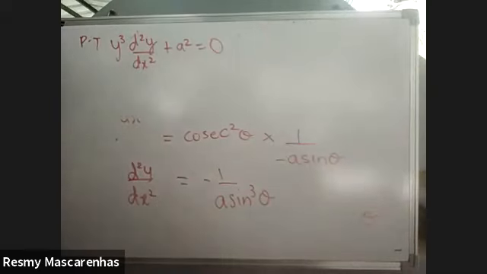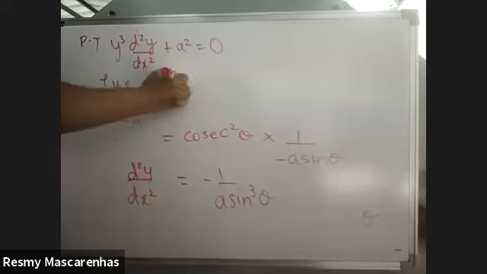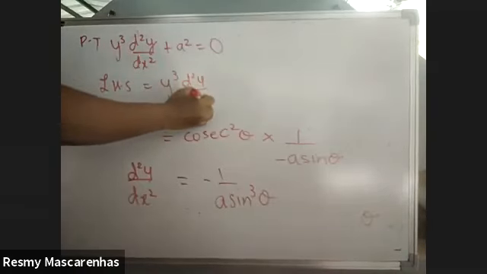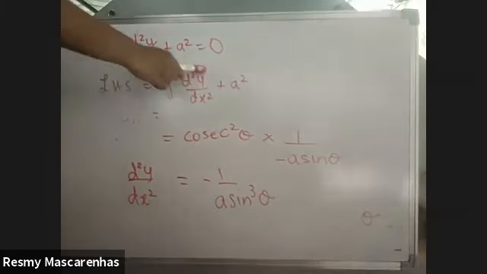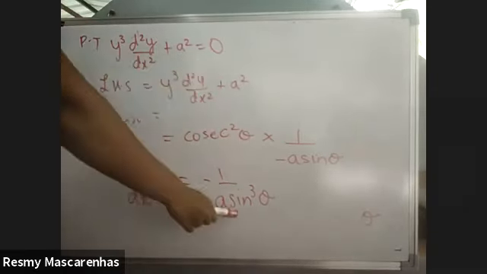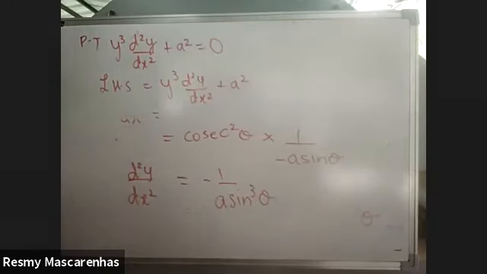So just take your left hand side of this. So left hand side is y cube d square y upon dx square plus a square. Now what is the value of d square y upon dx square? Over here. So you can substitute. Y cube also you can substitute. Y you will get in the question itself. And then after solving, show that the answer is equal to 0.